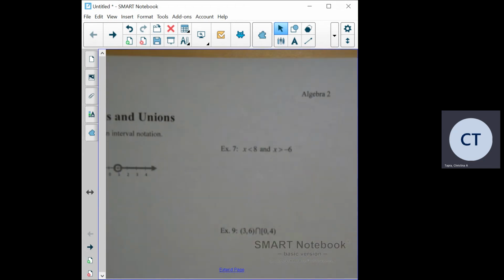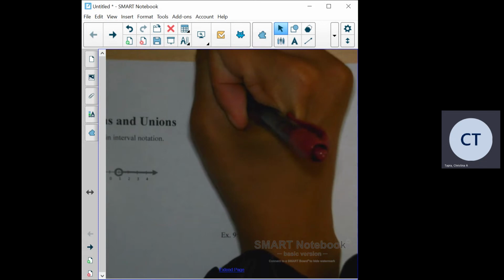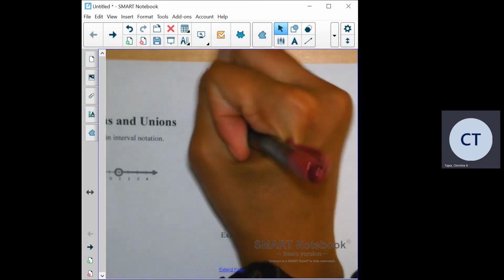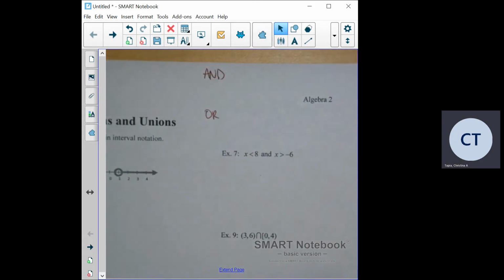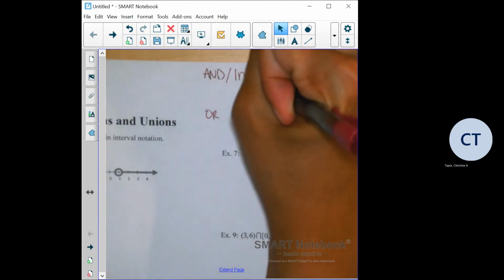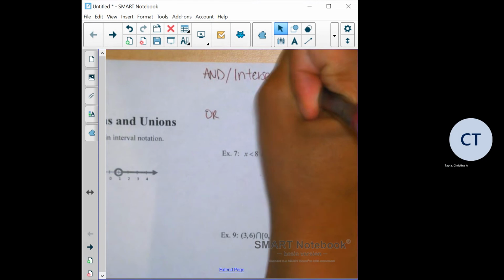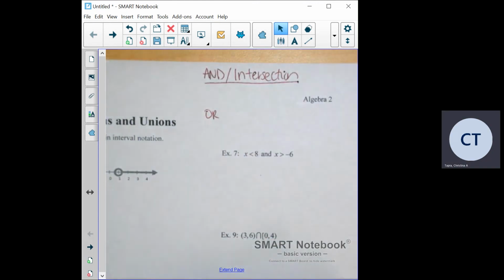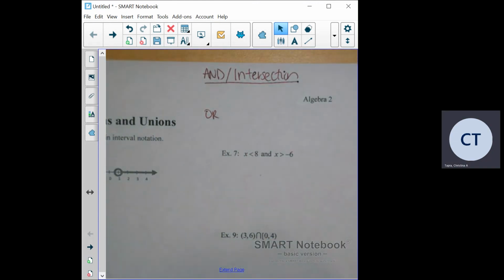I'm just going to do it in this top corner up here. The notes are going to start with the words "and" and "or." "And" represents intersections. So anytime you have an intersection, it's where you have two sets of data or two shaded regions that are going to overlap.